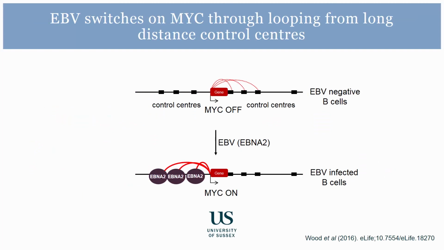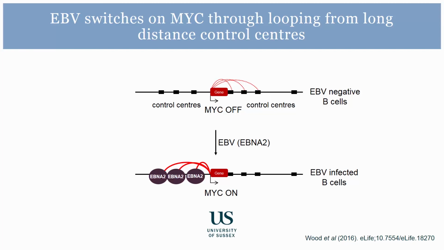So what we discovered, and this was work carried out by a research fellow in my group, David Wood, is that actually in cells that don't have EBV in them, this is the MYC gene. The MYC gene is controlled by lots of these long-distance control centers. And when the gene is off, there's a little bit of looping, not very much, to some control centers down here. But when the cells become infected with the virus, all of the looping arrangements around this gene get changed. And the virus produces a protein that binds to these control centers further up from the gene and causes those to loop and interact with the gene and switch it on.